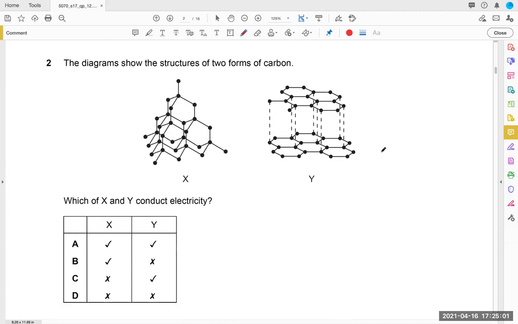The diagram shows the structure of two forms of carbon. These forms are called allotropes. And the right one is graphite. You can see this dotted line represents weak van der Waals forces. On the left side, we have diamond, which has a strong tetrahedral lattice.